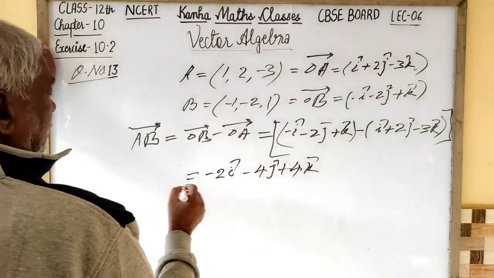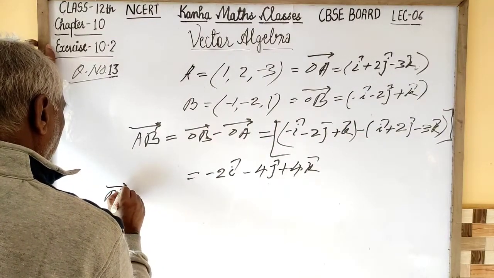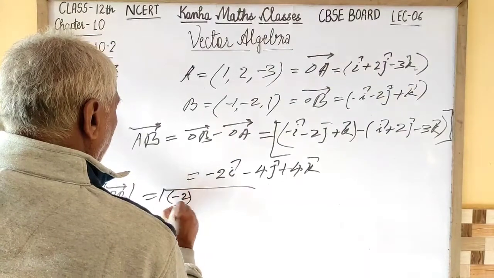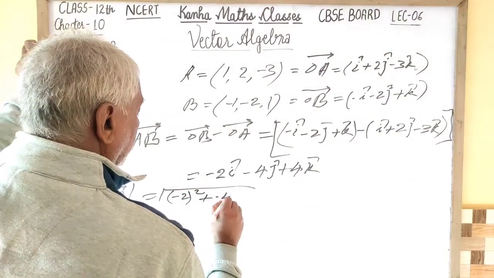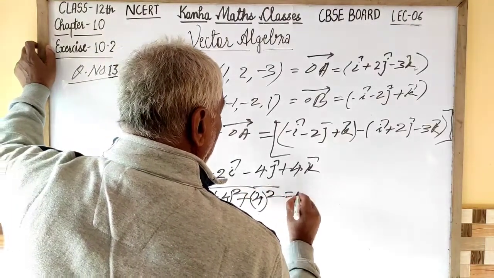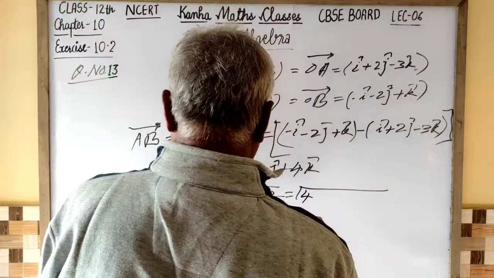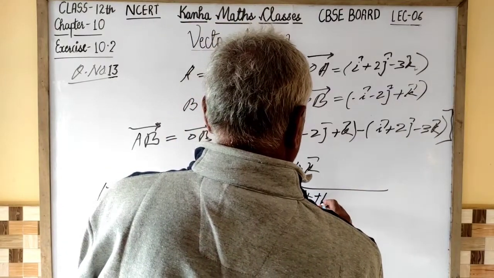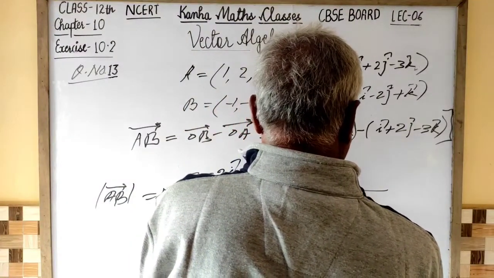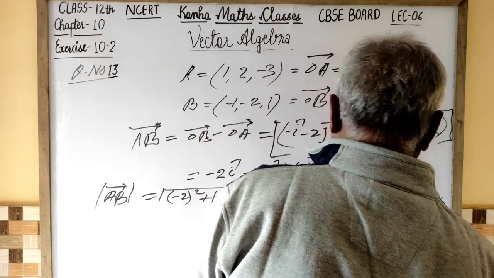Now mod of AB is equal to under root minus 2 square plus minus 4 square plus 4 square. Minus 2 square means 4, minus 4 square means plus 16, and this will also be 16. Now this will be under root 36, or 6.